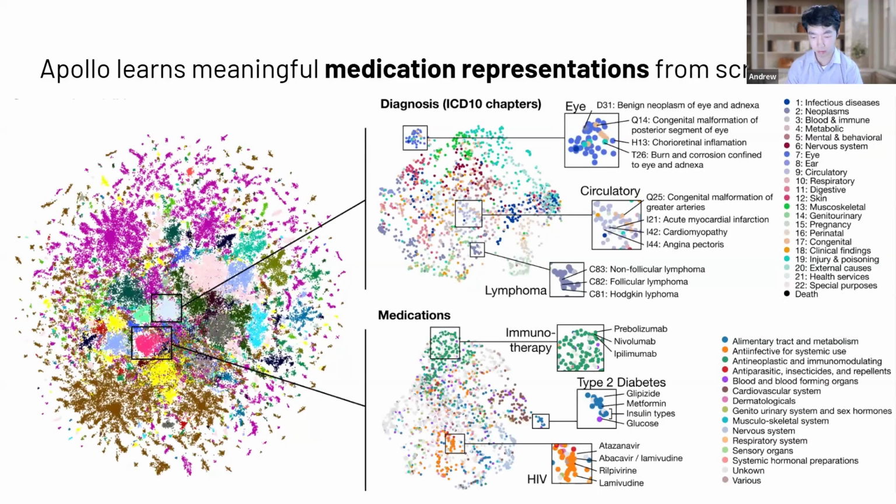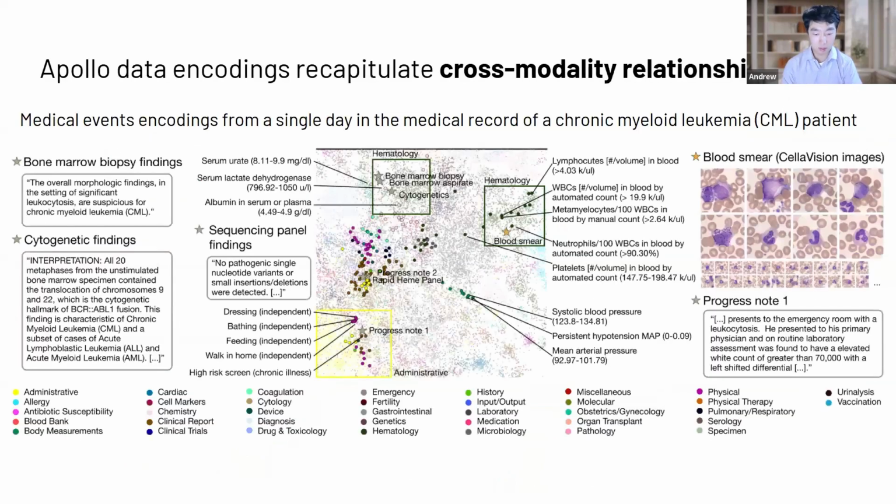Similarly, for medications, you have immunotherapies clustering together, diabetes medications, and also HIV medications. Here you can see glucose in the diabetes cluster, and this is because glucose is a lot of times administered as a test for diabetes, and so it shows up under the medications cluster. And so what this enables us to do is create a visual fingerprint of every patient.